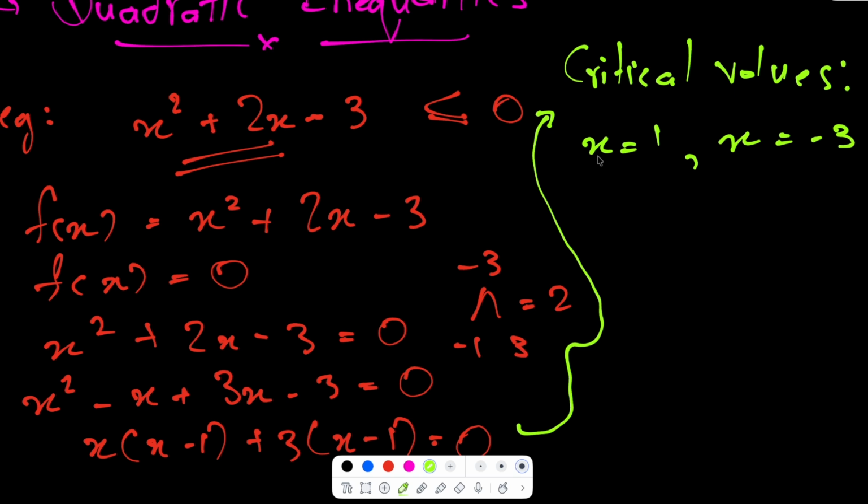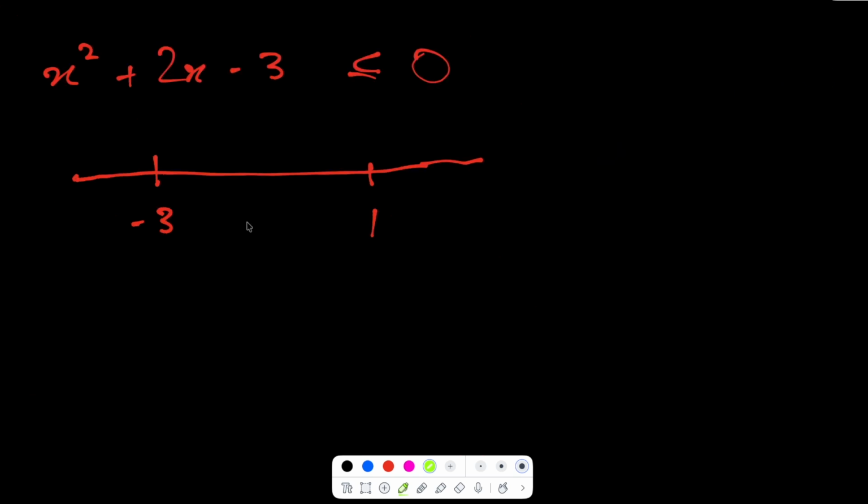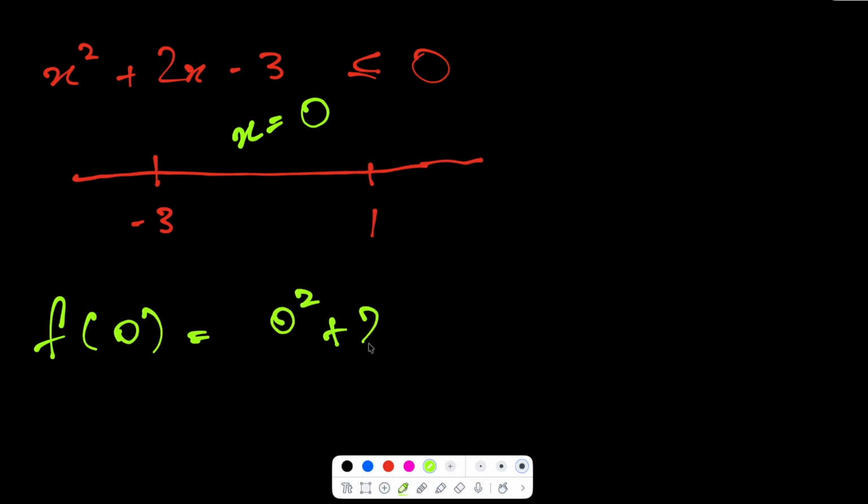Now, let's plot these values on a number line. Now, let's select a random value of x in between minus 3 and 1. I'm going to select x equals 0. Now, let's substitute x equals 0 into f(x). That's going to be 0 squared plus 2 times 0 minus 3, which is going to be minus 3. Minus 3 is a negative number. Therefore, let me label the between part, minus 3 and 1, as negative.